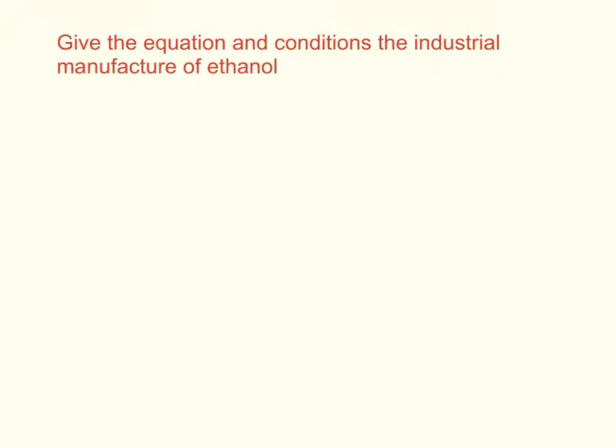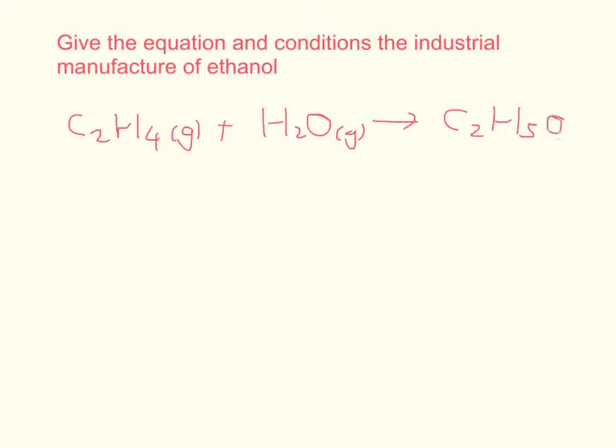Okay, so what we're going to do now is give the equation and the conditions for the industrial manufacture of ethanol. So this would be how we would make it in the UK. So let's give that a go. First of all, we're going to start with ethene. So that's going to be C2H4, and that's a gas. And we react it with steam. So that's also a gas, and that gives me nice and easy ethanol.